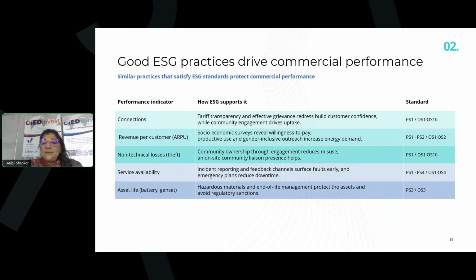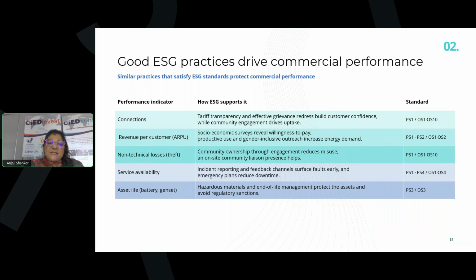Having an effective grievance redress mechanism builds customer confidence so that people don't feel left out, and we make sure that there are no gender-based challenges. And community engagement will drive the uptake, basically, of electricity and connections. So on the right-hand side column, we say which standards this basically relates to. Basically, this is Performance Standard 1, Operational Safeguards 1 and 10 for the AfDB.